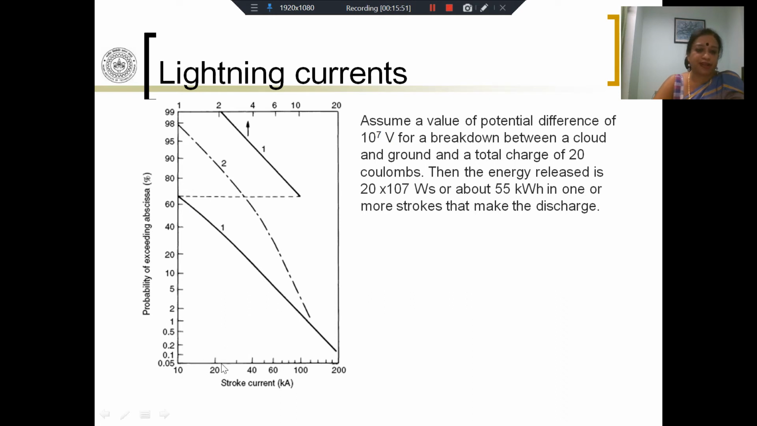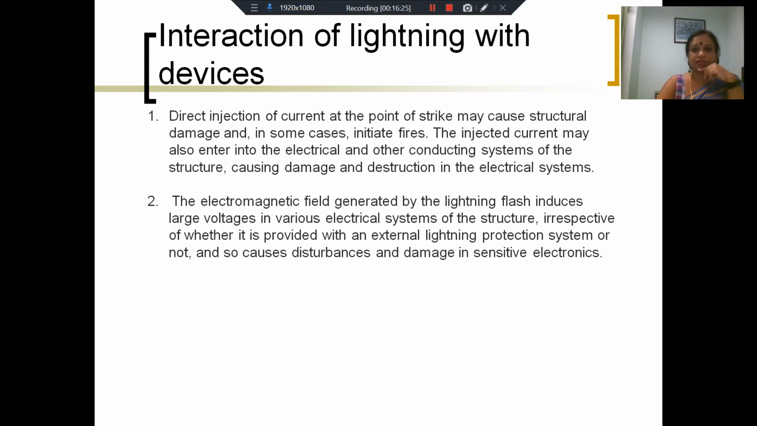So if you're expecting a 20 kiloampere current, the probability is something like 35-40%. Whereas if you are expecting a 100 kiloampere current, the probability is much lower, something like 2%. Now, yes, we can have 200 kiloamperes or higher current magnitudes, but the probability will be considerably low, like 0.1 or 0.2%. But it is always possible to have current magnitudes as high as 200 kiloamperes. And that is what is dangerous.